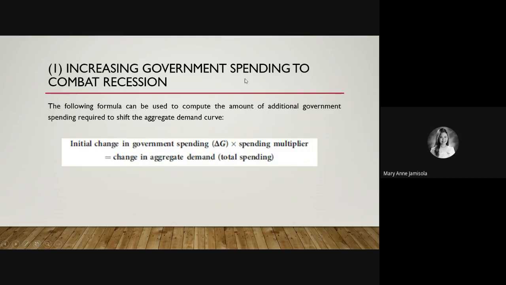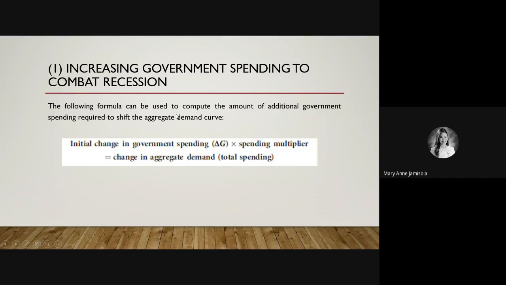So in order to answer the question nga, pila man ang i-increase sa government, how much should the government increase in its spending, then we have to use this formula. So, initial change in government spending, kaning triangle dere, muna siya ang ato ang symbol for change. Change in G, or government spending, times spending multiplier is equal to change in aggregate demand, or total spending. So, how to use this formula?